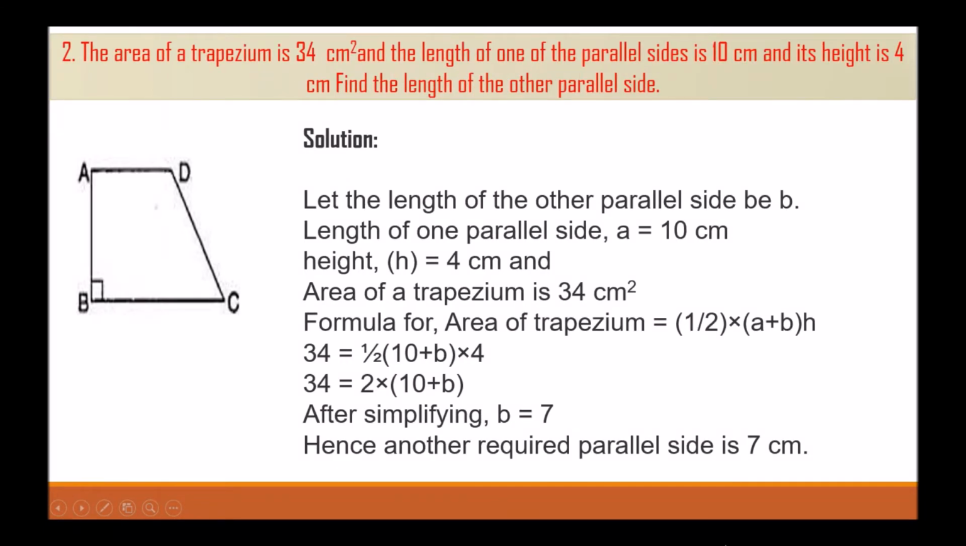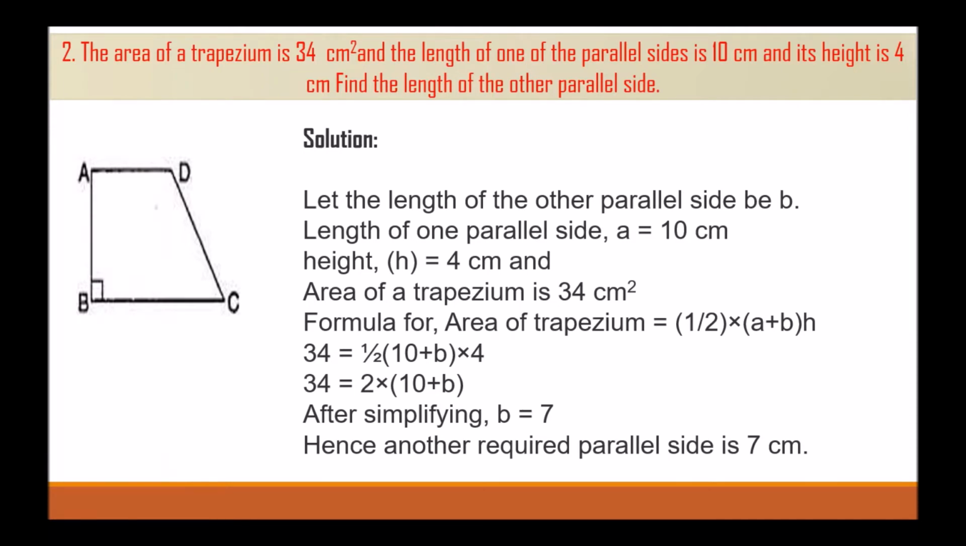Second question. The area of a trapezium is 34 cm square and the length of one of the parallel sides is 10 cm and its height is 4 cm. Find the length of the other parallel side. So let the length of the other parallel side be B. Length of one parallel side A equals 10 cm, height equals 4 cm and area of the trapezium is 34 cm square.